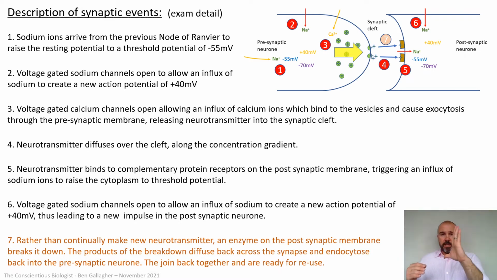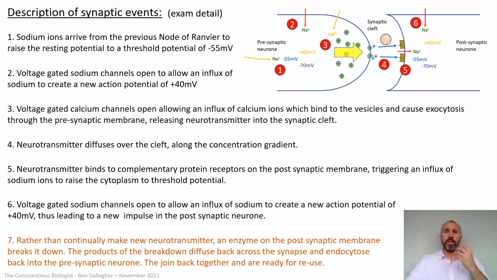endocytose, which is basically, if there's the membrane of the presynaptic neuron, here's your products of your broken down neurotransmitter. The bit of membrane here kind of swallows them, takes them back in as a new vesicle, and then can just join them back together to be reused. It's literally, they diffuse across, do their job, broken down, diffuse back, put back together. It's this continual recycling of that neurotransmitter.